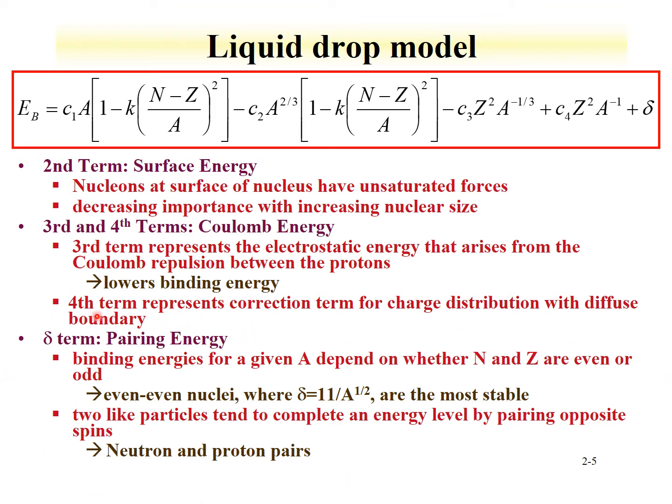And then the final term is a pairing energy term. And this takes into account some of the trends that are seen, that the binding energies for a given A will depend upon whether the N and Z are even or odd. If it's an even nucleus, they tend to be the most stable. So this is a term that's used. And two like particles tend to complete an energy level by pairing in opposite spins. So neutron and proton pairs, that's where some of that pairing information comes in.